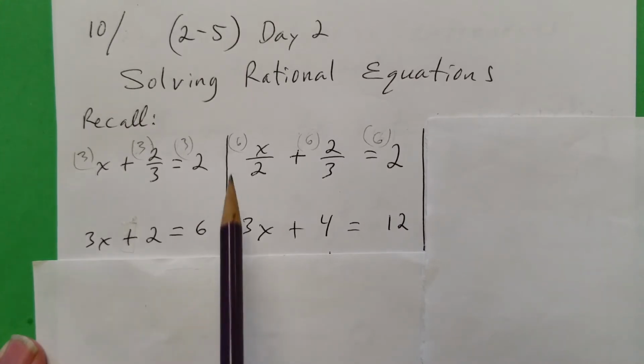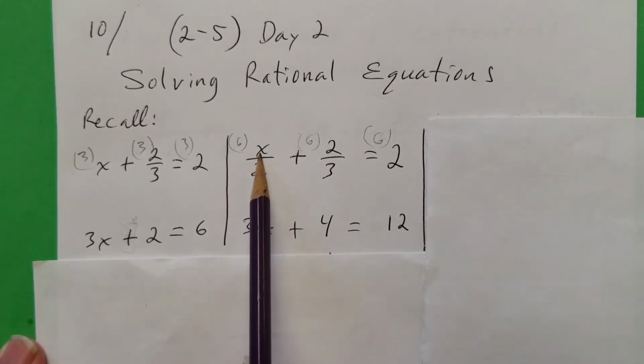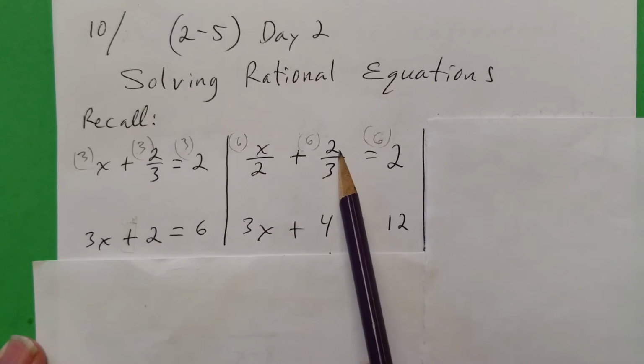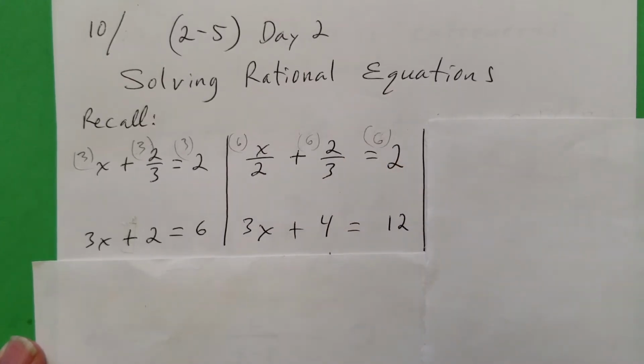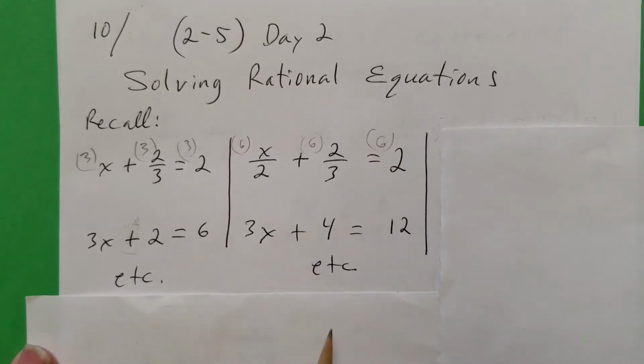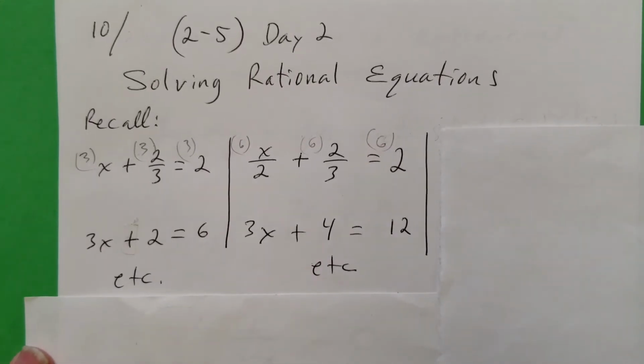You can see it any way you want. 6 times x is 6x over 2 is 3x. 6 times 2 is 12 divided by 3 is 4. 6 times 2 is 12. And then you can just go on and solve it like you normally do.